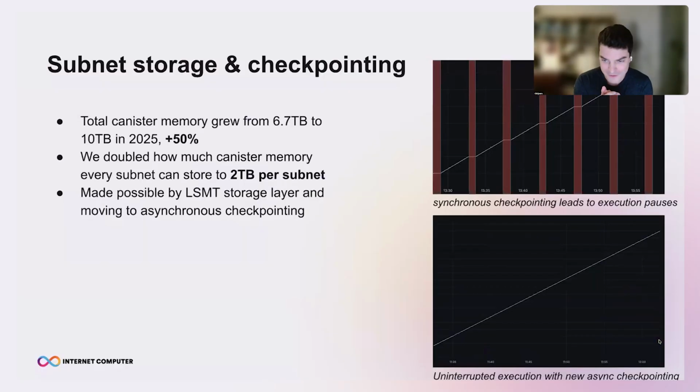Then, one more. In scalability, we did a lot of work as well. As Kyle already mentioned, the total canister memory on ICP grew very significantly to almost 10 terabytes now, which is a 50% increase just in this year. And so we did some work to make sure we can handle all of this. So we actually doubled the amount of memory each subnet can hold to now 2 terabytes.